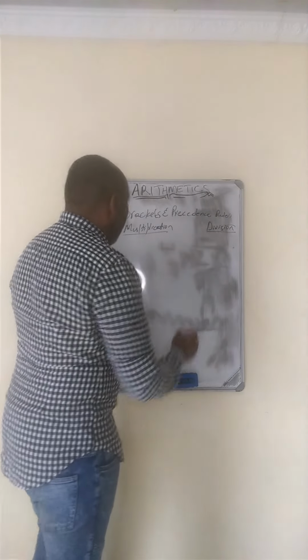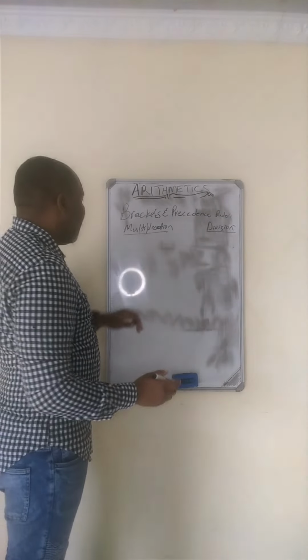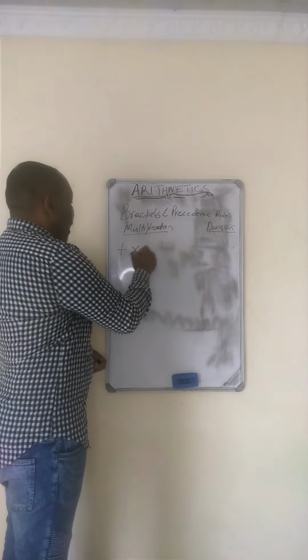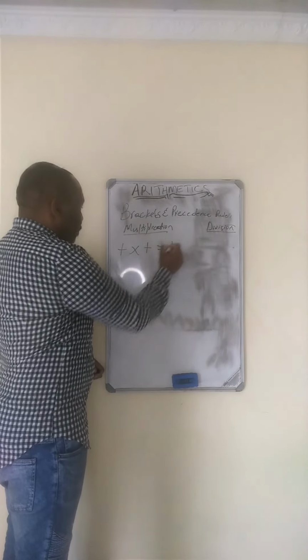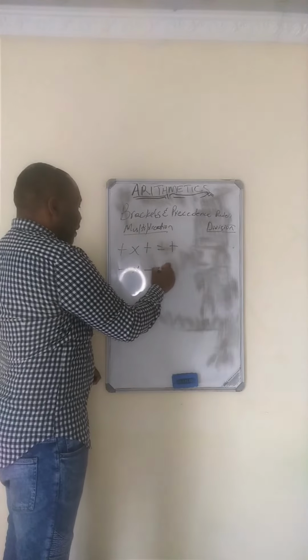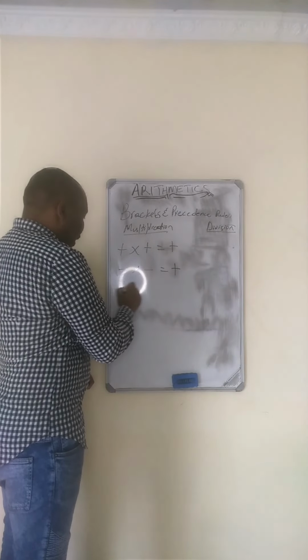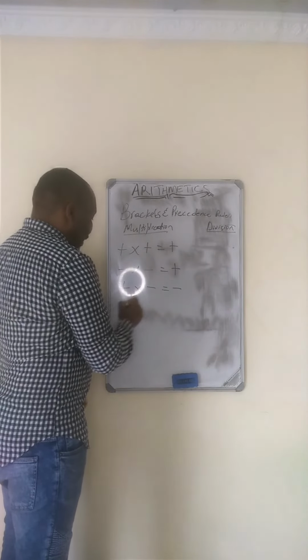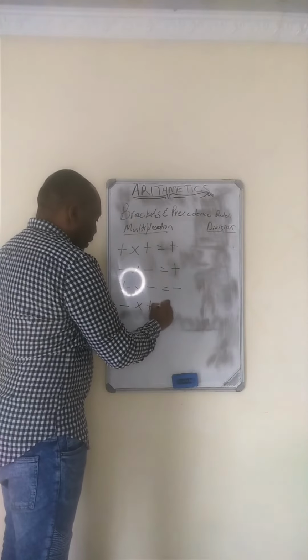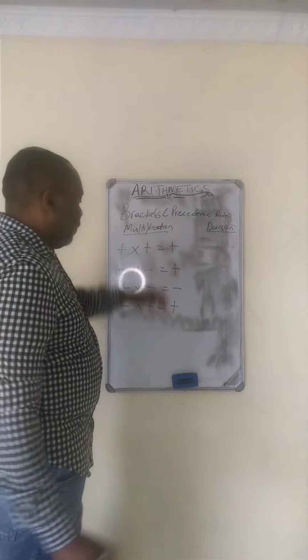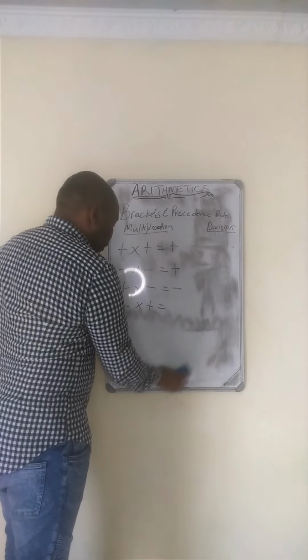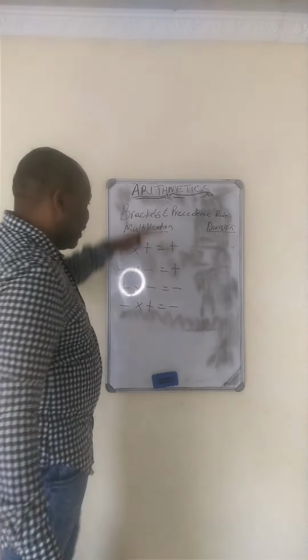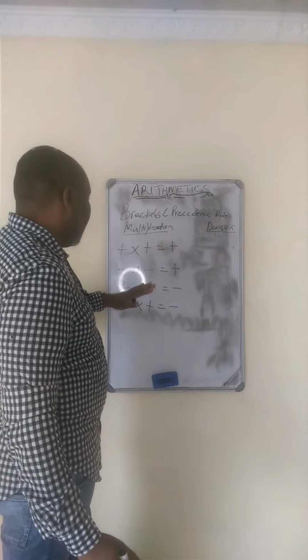It's doable. Now this is multiplication. I have plus times plus would equal to a plus. Minus times minus is equal to a plus. Plus times minus is equal to a minus. Minus times a plus is equal to a plus. Sorry, minus times a plus is equal to a minus. These are the signs in multiplication.